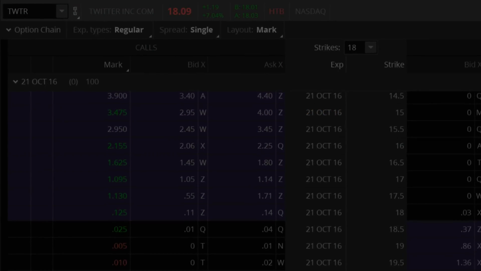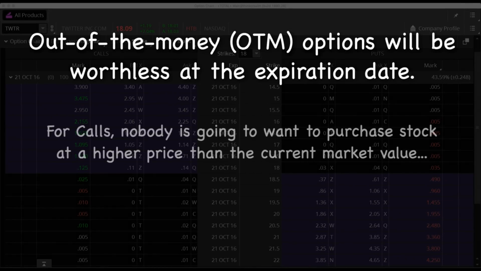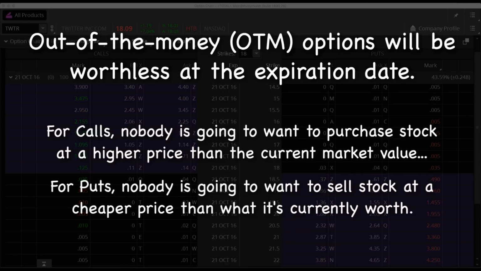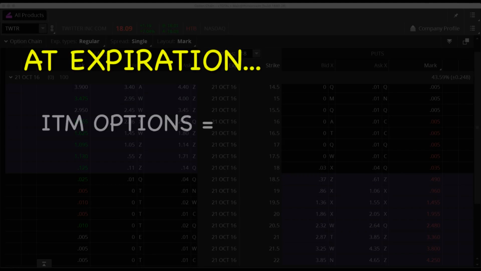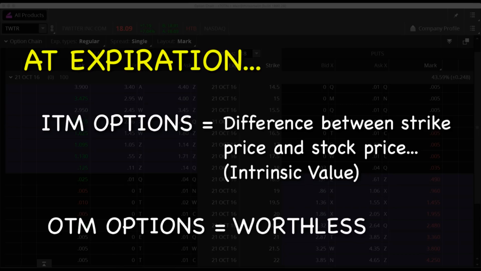And remember, if an option is out of the money, then it will be worthless at the expiration because nobody wants to purchase stock at a higher price than the current market value. And similarly, out of the money puts will also be worthless because nobody wants to sell stock at a cheaper price than what it's worth. At the expiration date, in the money options will be worth the difference between the strike price and the stock price, and all out of the money options will be worthless.